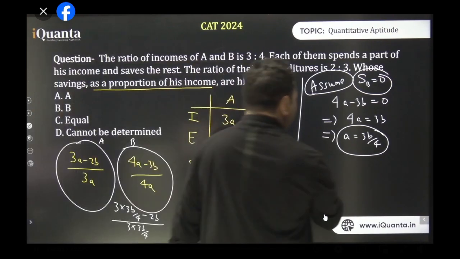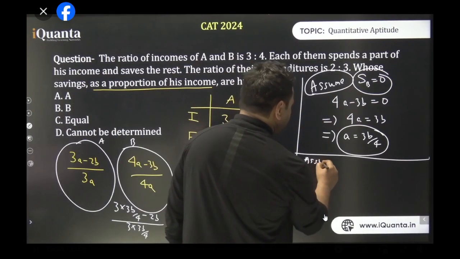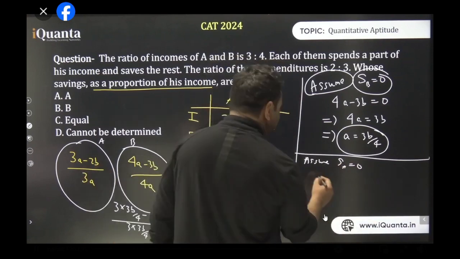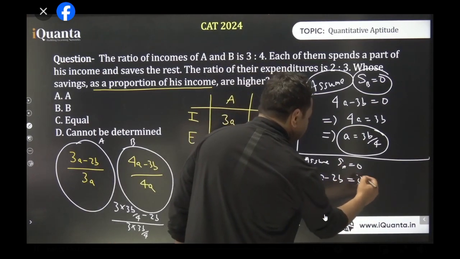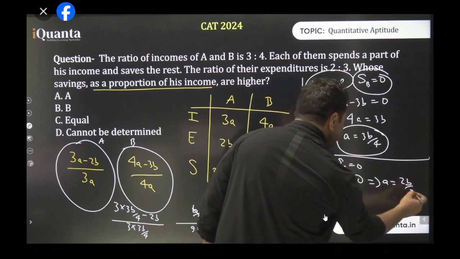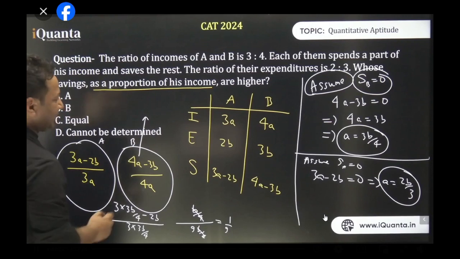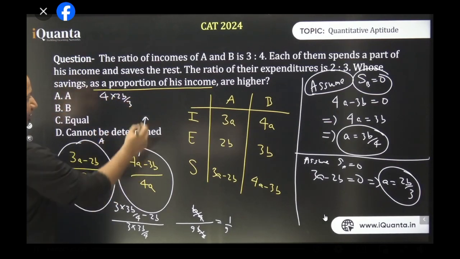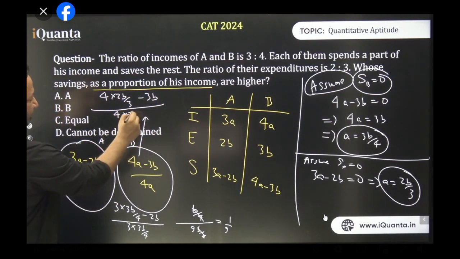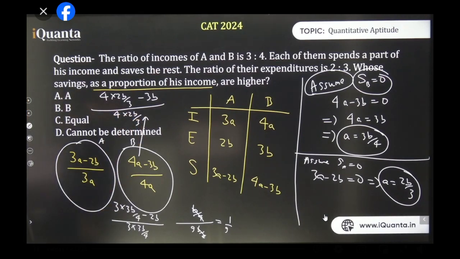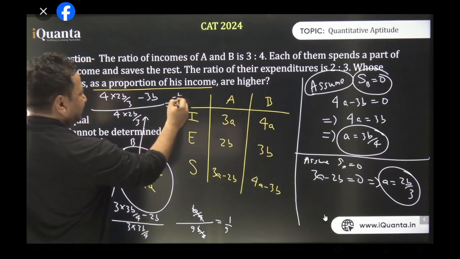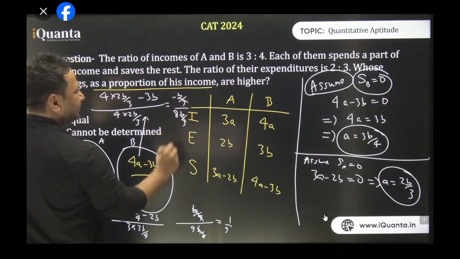Okay. Now, what if I assume that saving of A is 0? That means 3A minus 2B is 0, which means A is equal to 2B by 3. Now I'll put this A equal to 2B by 3 here in B. Okay, what do I get? 4 into 2B by 3 minus 3B upon 4 into 2B by 3. Wait. So what do I get here? I'll get negative, isn't it? This becomes negative. 8B by 3 minus 3B, minus B by 3, upon 8B by 3. I'm getting minus 1 by 8.